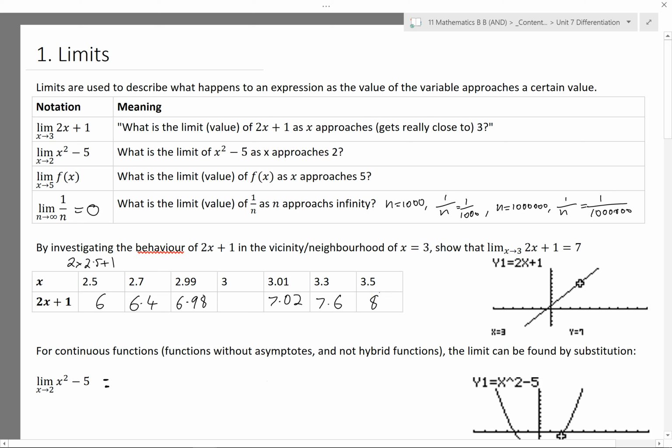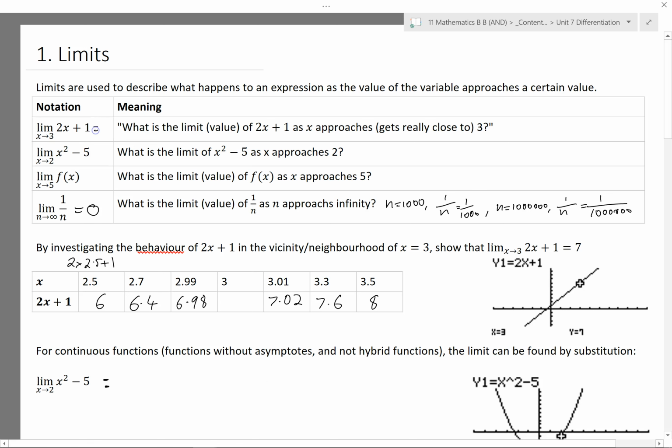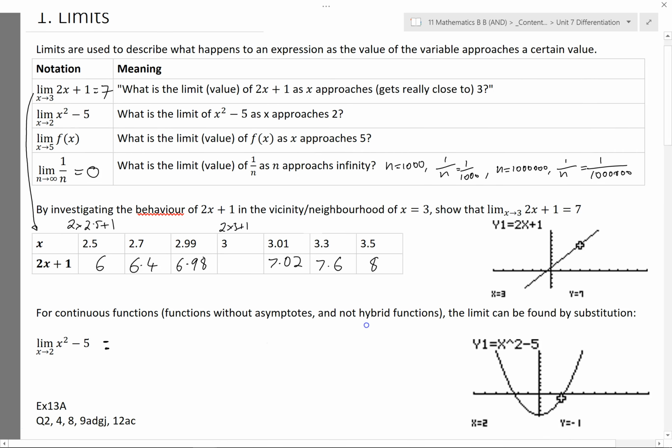So what I can see is as we get closer and closer to 3 on both sides, this is getting closer to 7 and this is coming down closer to 7. So I would say that the limit of 2x plus 1 as we get closer to 3 would be equal to 7. That's essentially what we're exploring down here. You might think, I could have just substituted in 3 and found that. 2 times 3 plus 1. Yep, and I agree. So to find some of these limits, we could just simply substitute in that value.